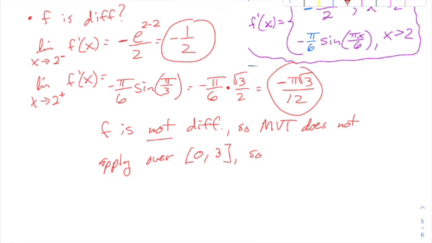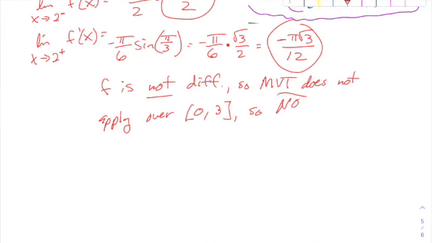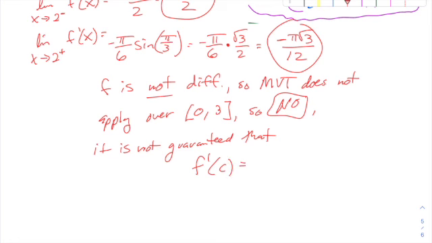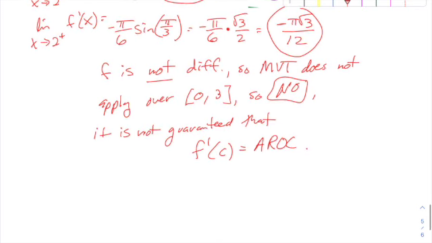And so finally, answer the question, because it said, is it guaranteed? So no, it is not guaranteed that f prime of c equals the average rate of change from D. Just make sure you answer the questions that they actually ask. Don't just leave it up to the grader to guess.